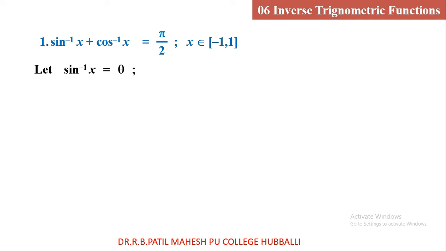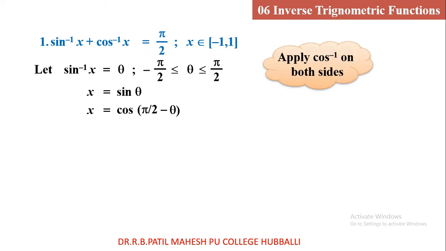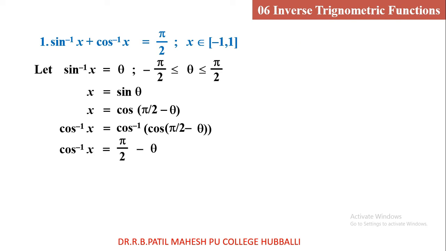Proof of this one. Let me take sin inverse x as theta, because theta lies in the range of sin inverse, that is minus pi by 2 to plus pi by 2. Apply sin on both sides. So x equals sin theta. Then sin theta can be converted into cos, like cos of pi by 2 minus theta. Then apply cos inverse on both sides. So the left hand side is cos inverse x, and the right hand side is cos inverse of cos of pi by 2 minus theta. On the right hand side, cos inverse and cos get removed. So cos inverse x is equal to just pi by 2 minus theta.